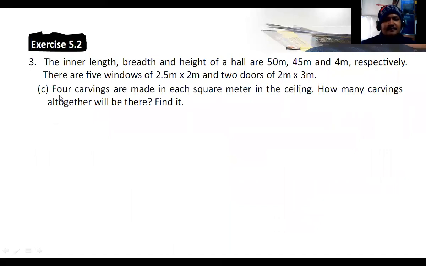Question number C. 4 carvings are made in each square meter in the ceiling. How many carvings altogether will be there? Find it. Do you know the meaning of these carvings? The special type of design, handmade designs or any other designs. It is said that 4 carvings are made in each square meter.